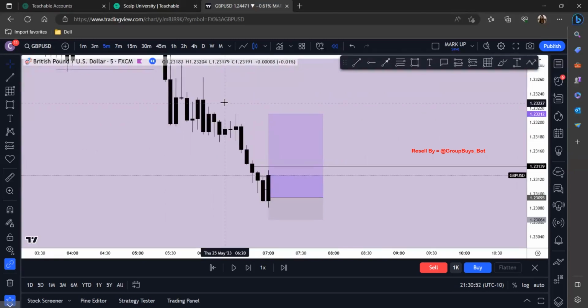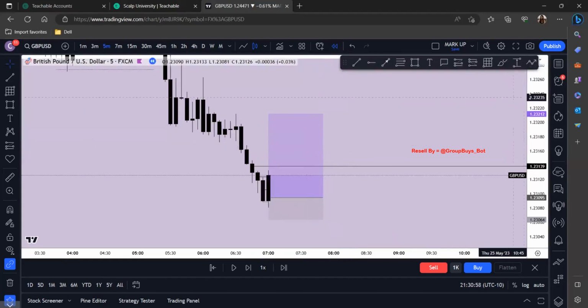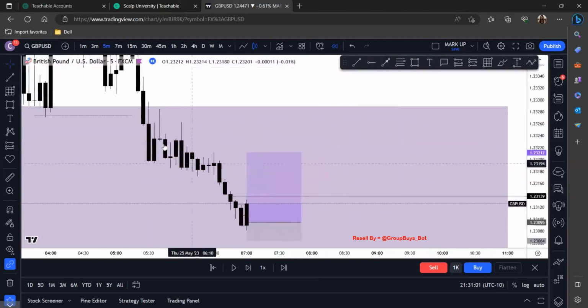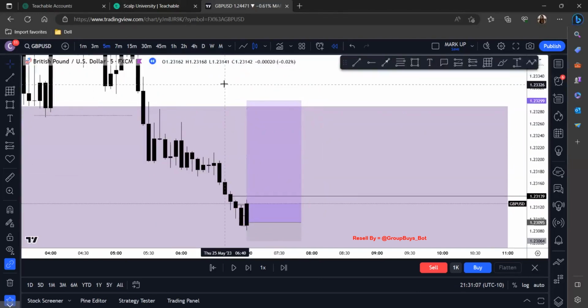I'm dropping a big lot size, so I'm completely fine with it, and we still have a 1 to 3 risk to reward here, right? But if you do want to go higher, this is liquidity right here, so we know eventually that's going to get taken out. So you can even take profit a little higher if you want. That'd be a nice 20 pip move. Okay.